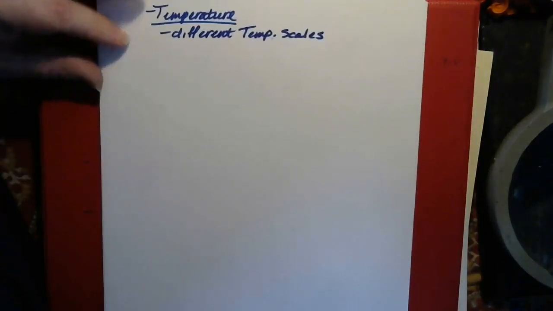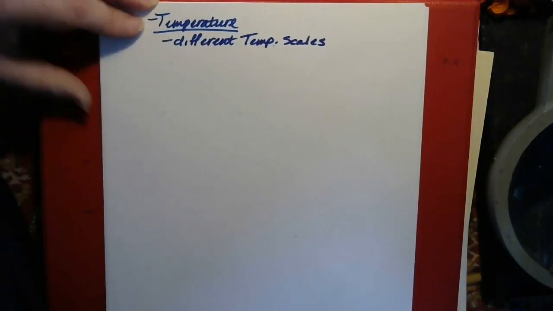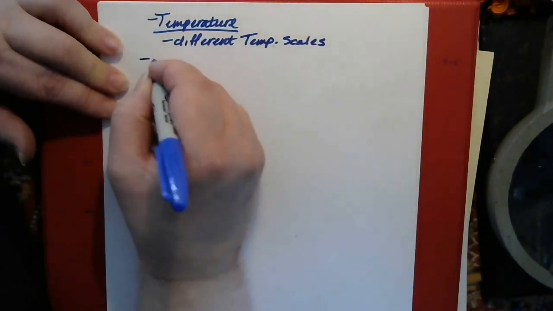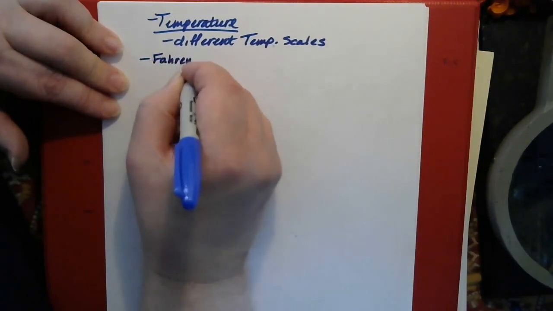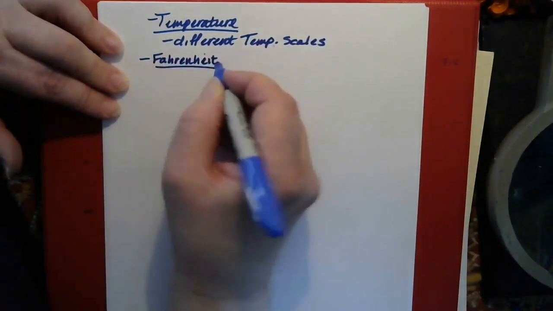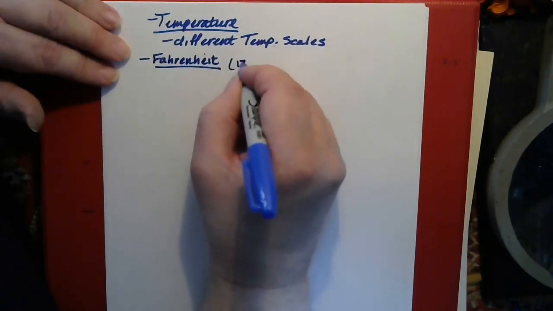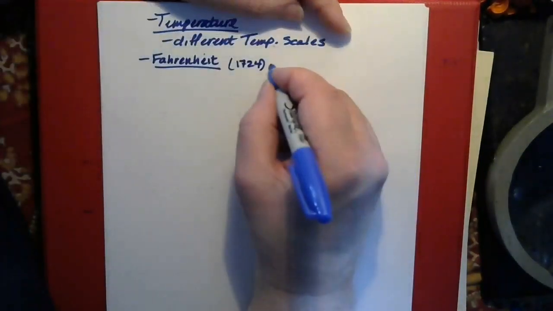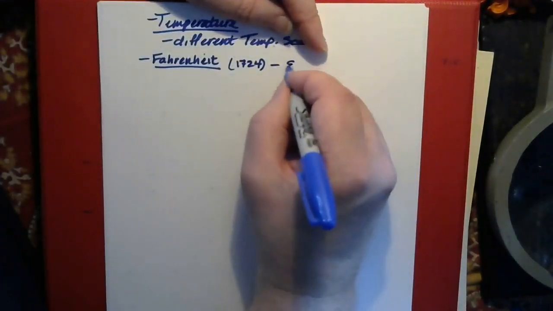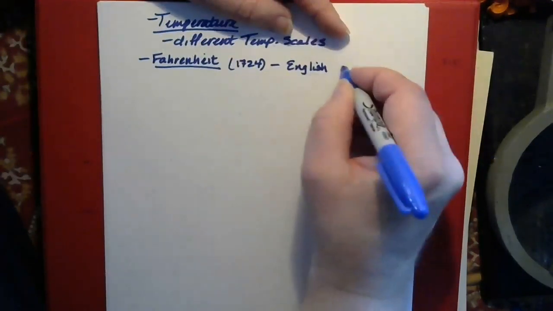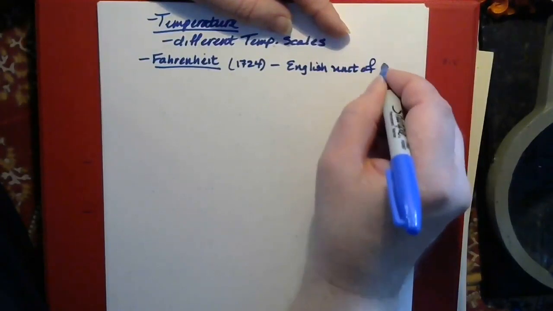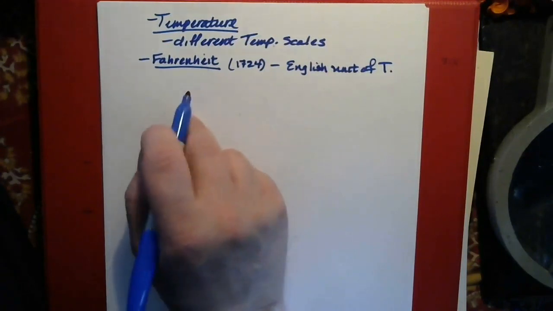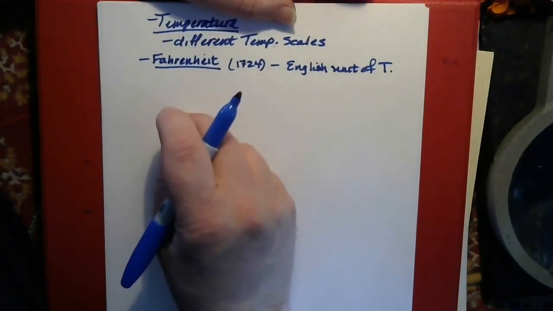They were devised at different times by different people, and they're used in different areas for different purposes. There is, of course, the Fahrenheit system. That dates to 1724. This is the English unit of temperature. Kind of ironic, since Fahrenheit is about as German a name as you can imagine, that it's the English system.